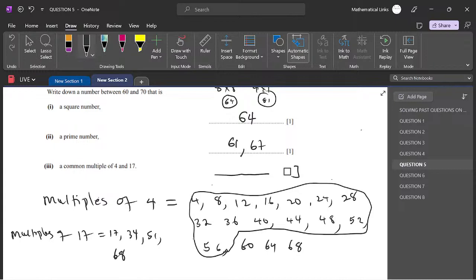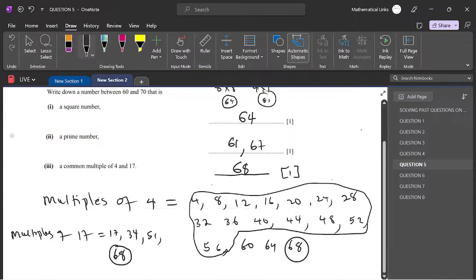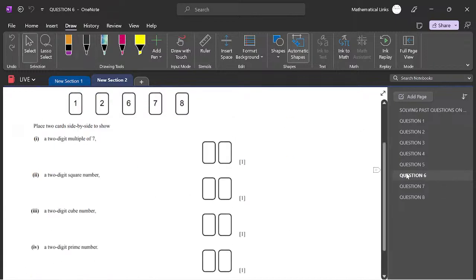68. Okay, so you can see now we have a multiple of 17 to be 68, which is also a multiple of 4. So the common multiple of 4 and 17 in between 60 and 70 is 68 here. So let's look into another question here.